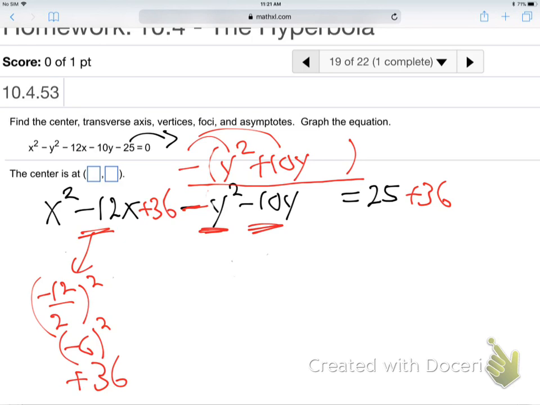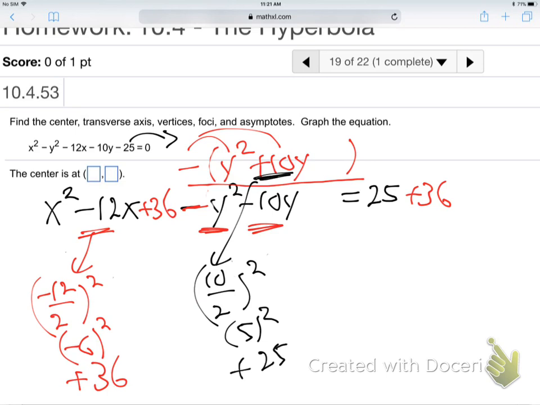Right? Okay, you might be thinking, what's the big deal, Mr.? It's still going to be 25. Yeah, but careful. Take the 10, put it over 2, square it, 5 squared, 25, positive 25. I agree, but positive, let me do a different color so you remember it. Positive 25, put right there. That part's true. Positive 25 on that side, yes.